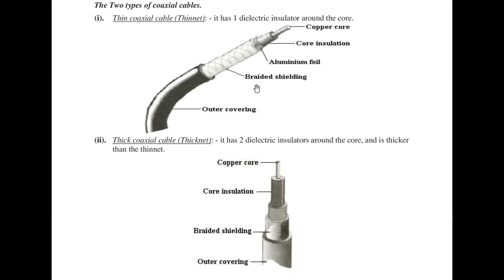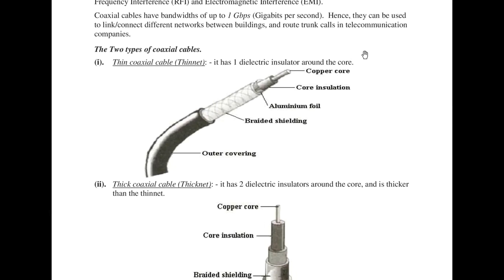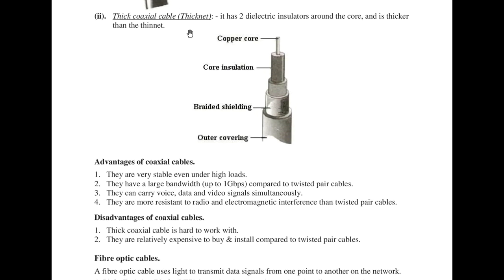So guys, this is an example of our coaxial cable. We have two types. We have the thin coaxial cable known as the ThinNet. We have thick coaxial cable called the ThickNet. So you can see the demonstration of these cables and how they look like. They have the copper core, the core insulation, the aluminum foil, the braided shielding and the outer covering, or the outer jacket. Then we have the sister cable here. This is how it looks like. So for the advantages and disadvantages, guys, you can pause the video and peruse through them.